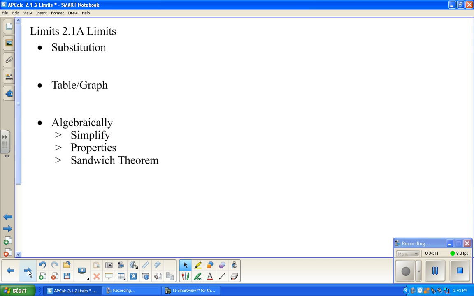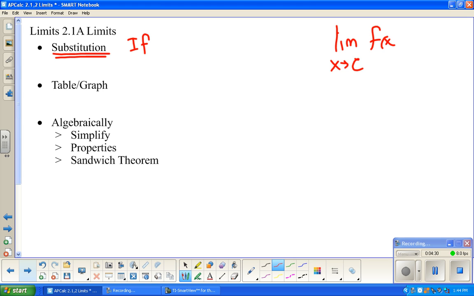All right, so what we just looked at is a couple of the ways that you can approach limit problems. One of those methods is substitution. So again, we're talking about the limit as x approaches some number of f of x equals some number. So this is the x value it's approaching. This is the y it's approaching.